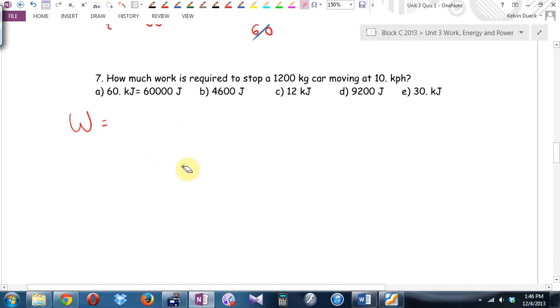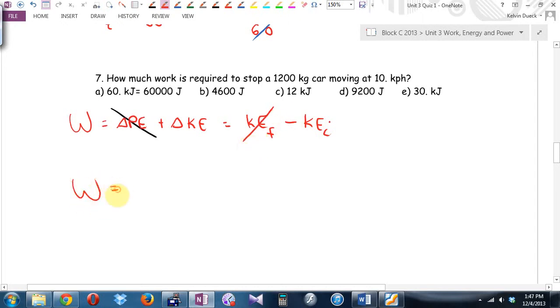Our third definition of work, which we call the work energy theorem, is that. And they're not mentioning any kind of a change in height. So, Manish, I'm going to assume the change in potential is 0. This is going to end up being KE final minus KE initial. And the final is 0.